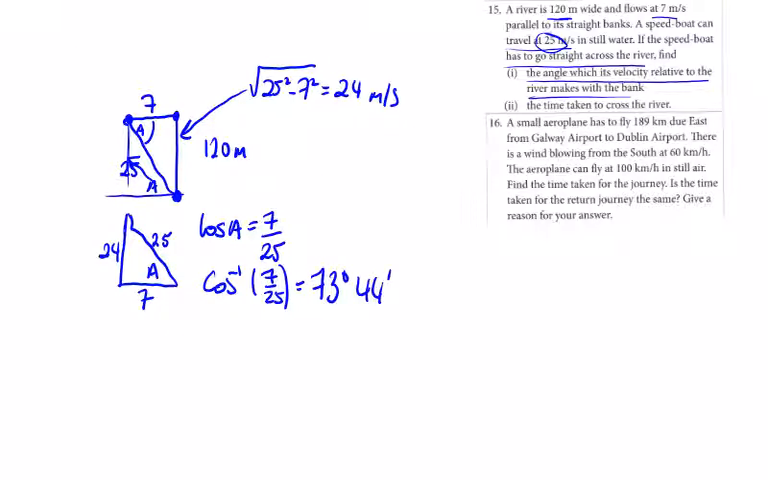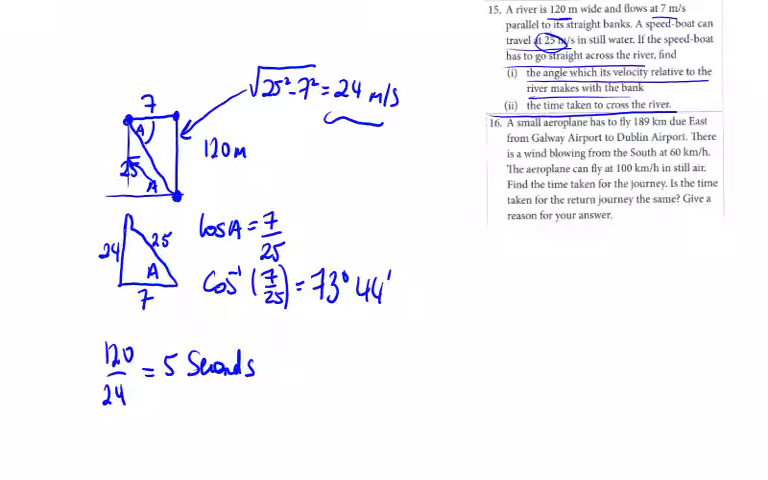44 minutes. And then the time taken to cross the river. So the speed in the j direction is what we've calculated up here, 24. So 120 divided by 24 is 5 seconds to cross the river. And that's question 15 done.